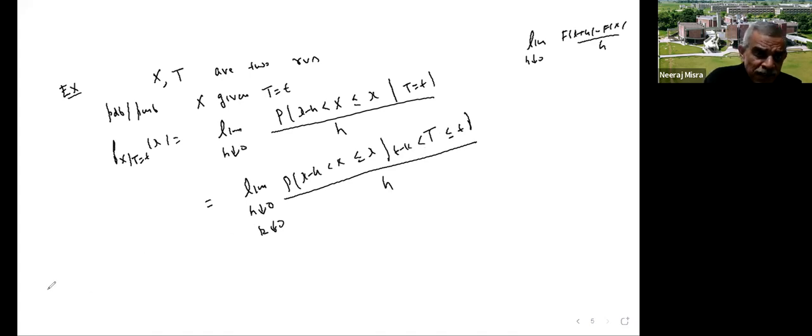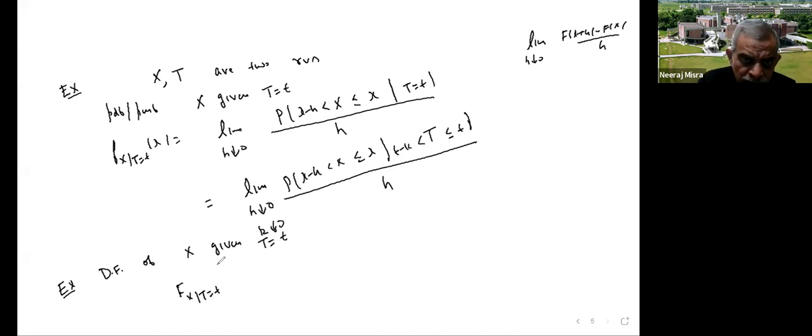These are one way. Now if I have to find a distribution function of x given t, right? How do you do this? So you find out F of x given t, which is same as probability x less than or equal to x.